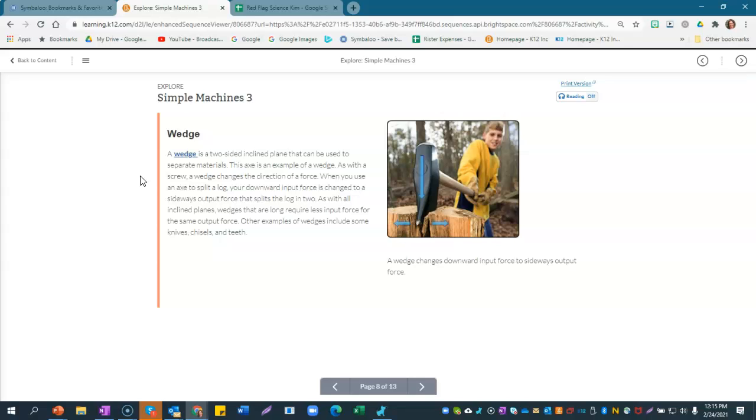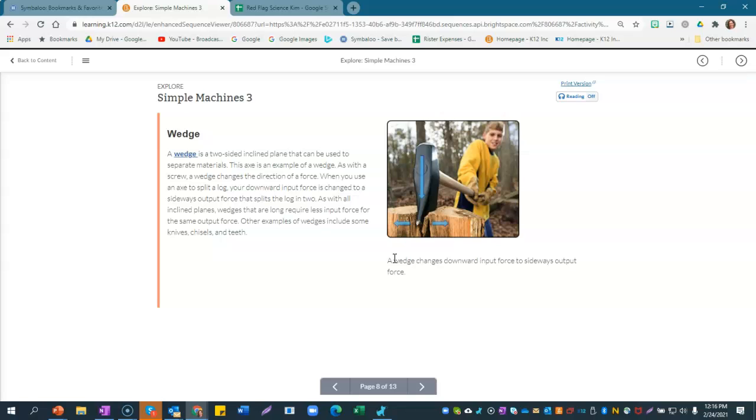So when you use an axe to split a log, your downward input force is changed into a sideways output force. So if we look at the picture, the blade goes down and the force now moves out. Okay, so it changes the downward input force to a sideways one. As with all inclined planes, the wedges that are long require less input force for the same output force.